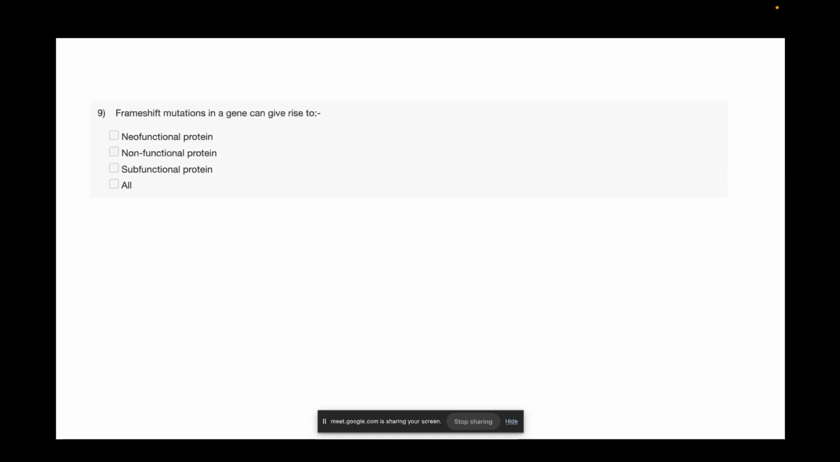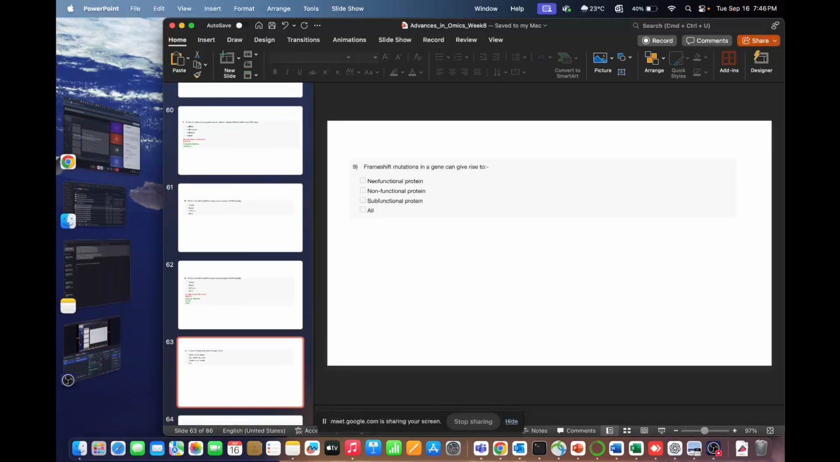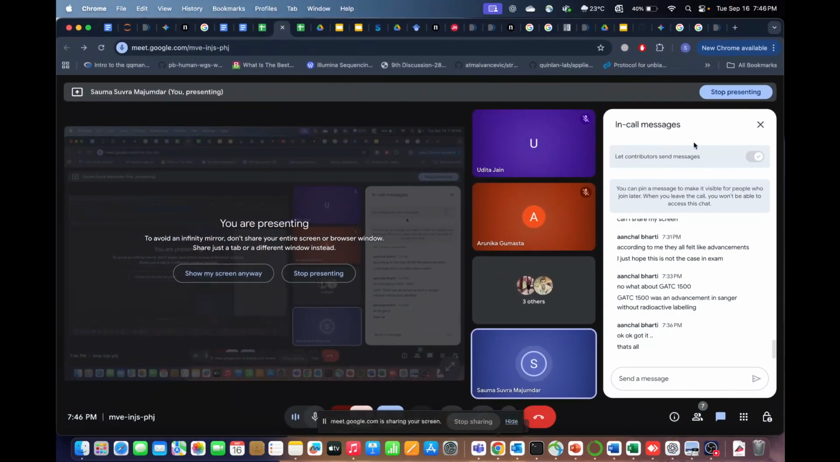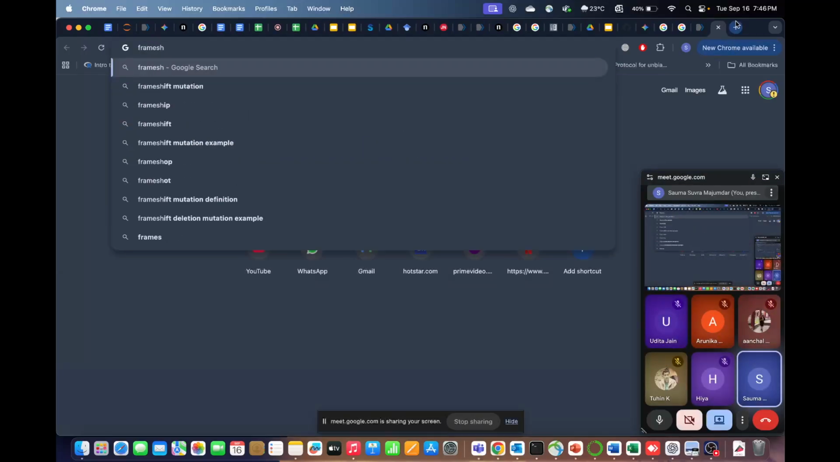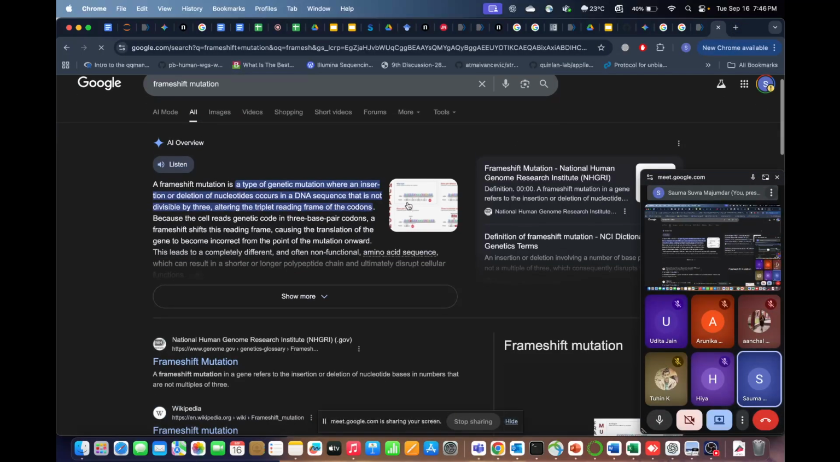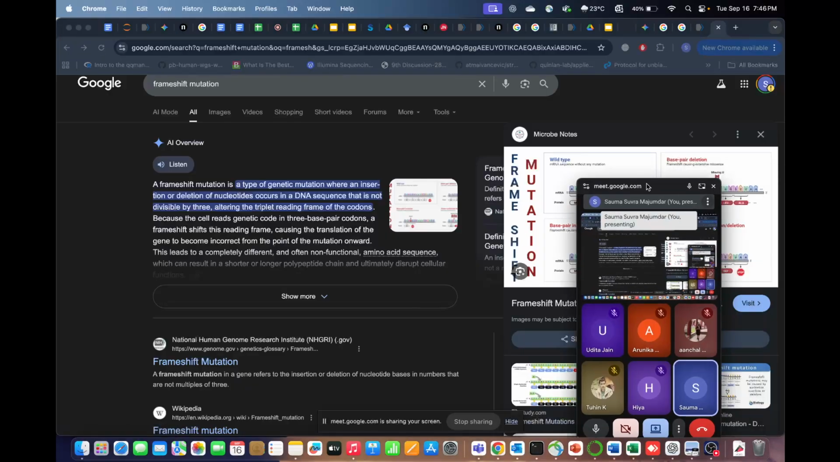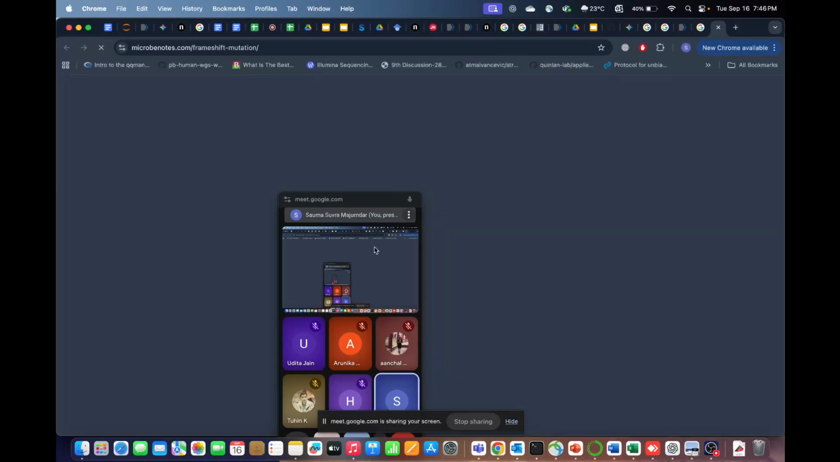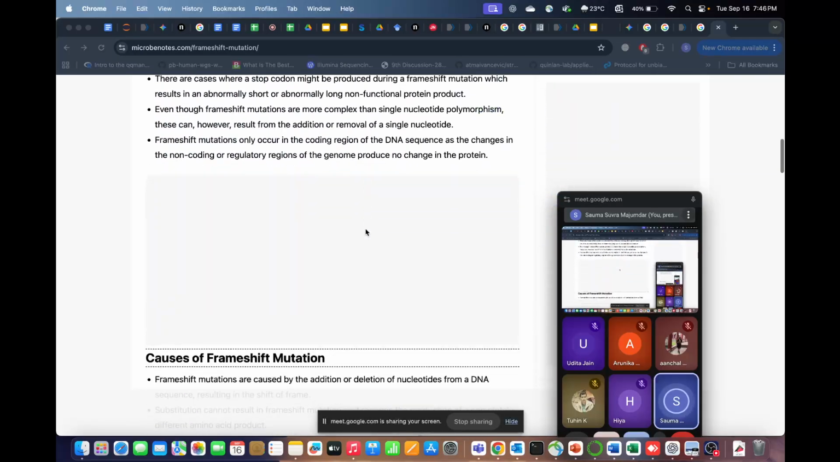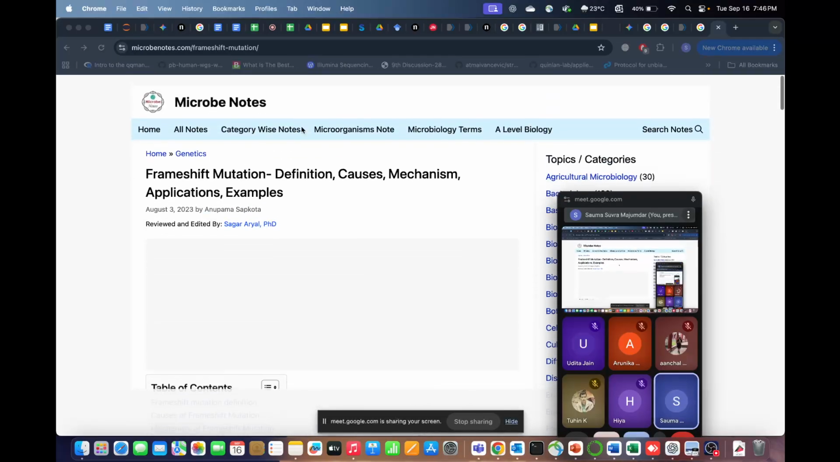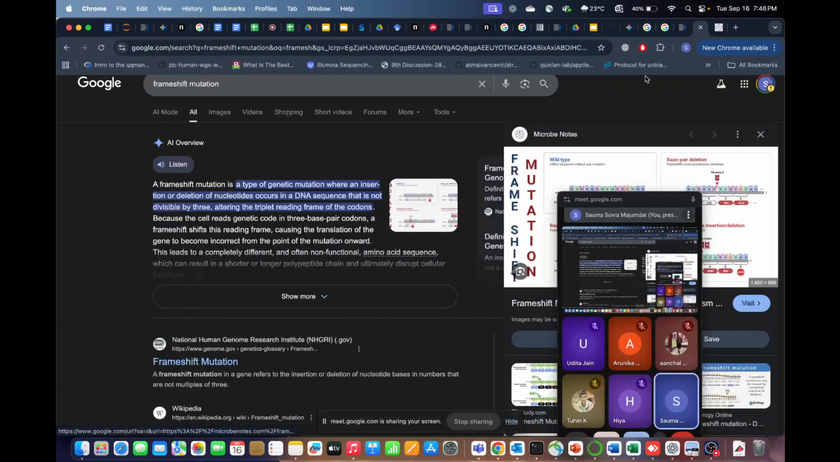Frame shift mutations, again, I don't think I have discussed frame shift very well, but just let me show you what frame shift means. I think the figure should be good here. Some figures here. Come on.